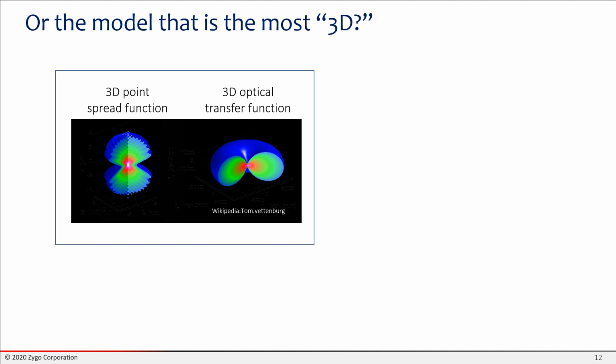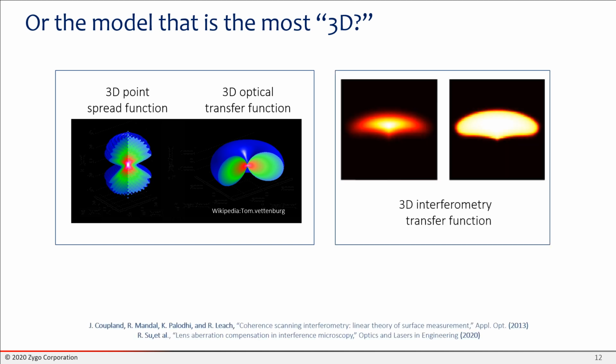And this has been done a lot in microscopy. A lot of microscope imaging is volumetric, and so getting the three-dimensional point spread function and the corresponding three-dimensional optical transfer function is very important in microscopy. In recent years, these types of ideas have been extended to interferometry, including by our collaborators at the University of Nottingham, at Loughborough in the UK, and elsewhere. 3D transfer functions are increasingly common.